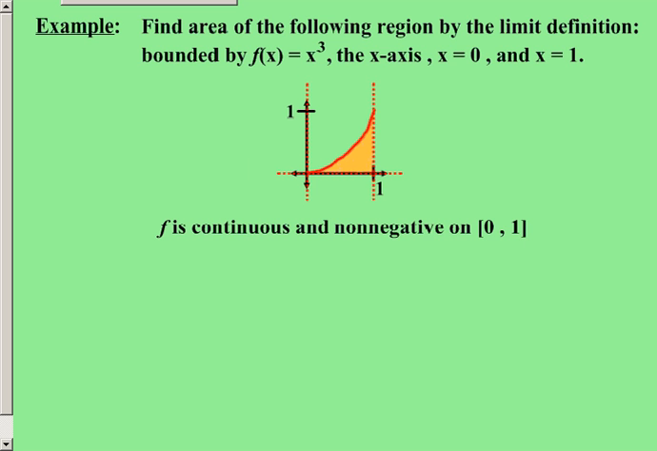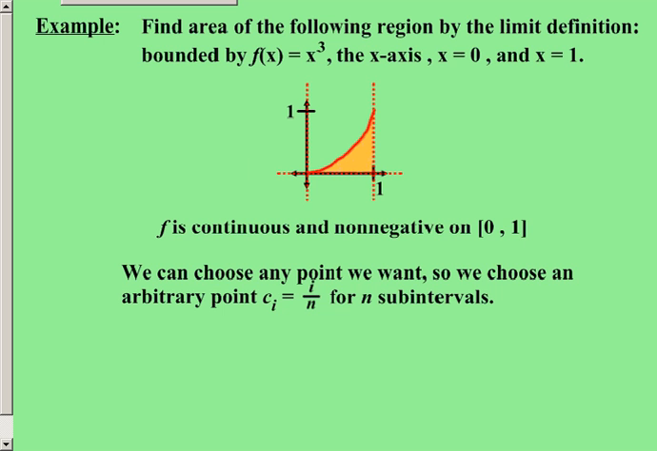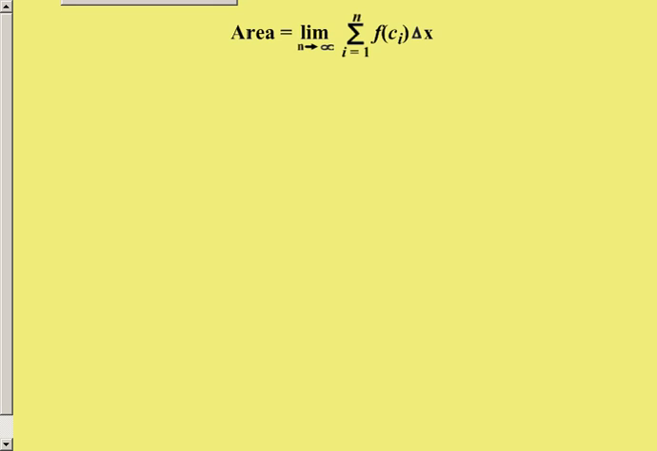Fitting the qualifications here, the function is continuous and it is non-negative within the closed interval from 0 to positive 1. We can choose any point that we want, so we choose an arbitrary point, setting c sub I equal to I divided by n for n subintervals. That being the case, the area is going to be defined as the limit as n goes to infinity of the summation as I goes from 1 to n of the function evaluated at c sub I times the width of the rectangle, delta x. So there's the equation that we are working with.